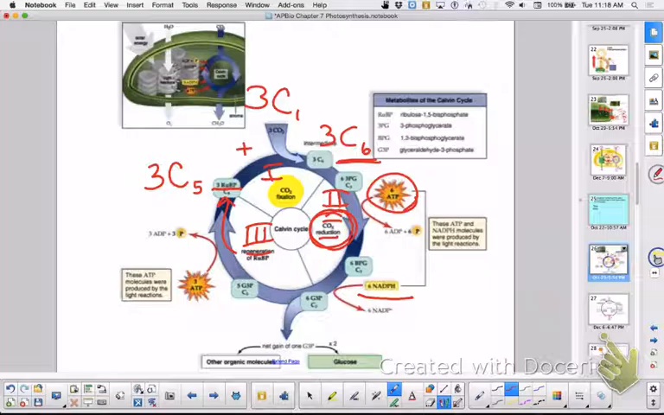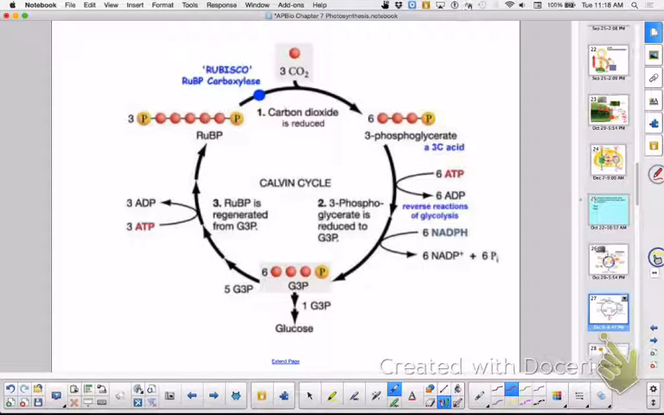Now I'm going to show you another picture. Take a look at this one. Look for things you recognize. Here's RUBP. The red balls represent carbon. How many carbons in RUBP? 5. How many of these RUBPs do we have? 3. What is it? Tell me again.